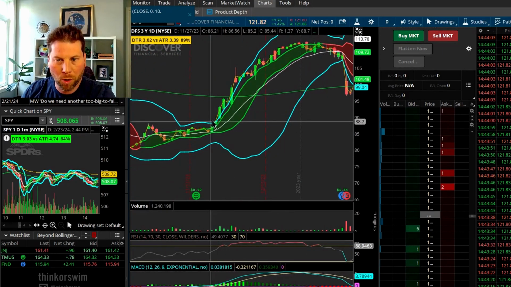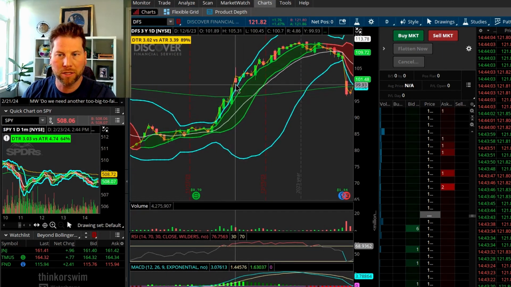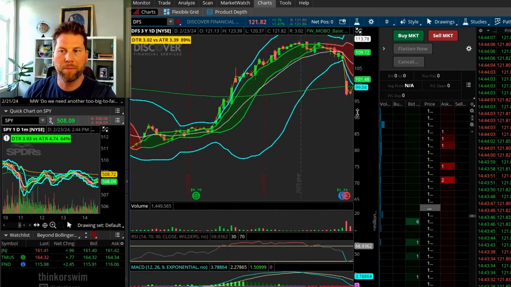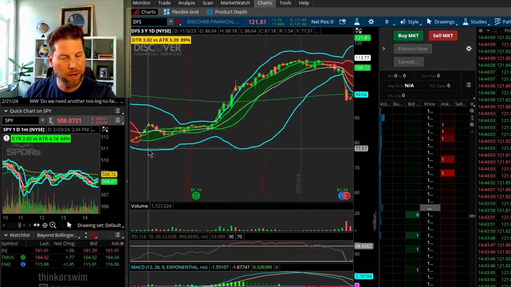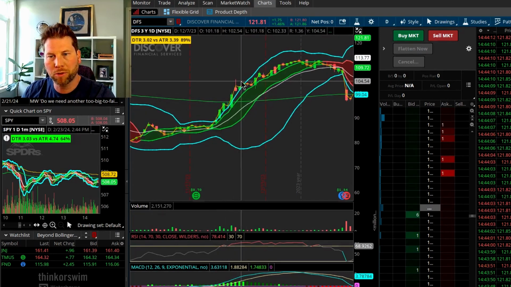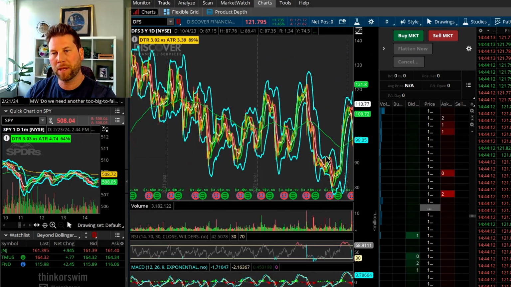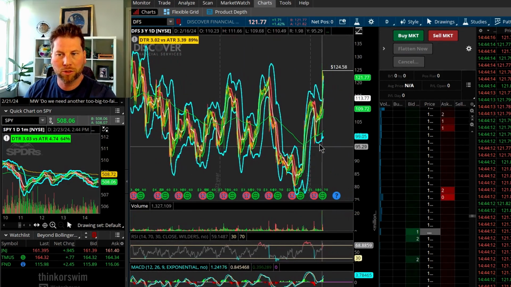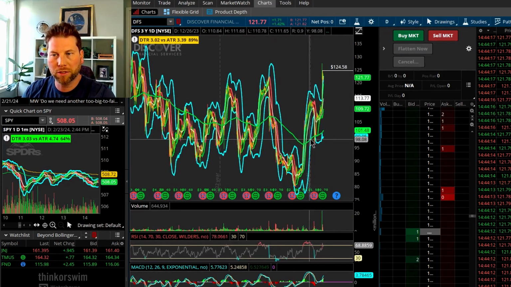Now you do get these moments here where it breaks out on this nice trade and keeps going up. This is another trade that I like to make when we have this green MOBO here and a nice push of volume, and you get that good push up. That's a good trade as well. So sometimes, it's not going to work every single time.